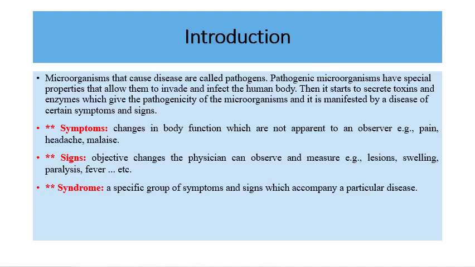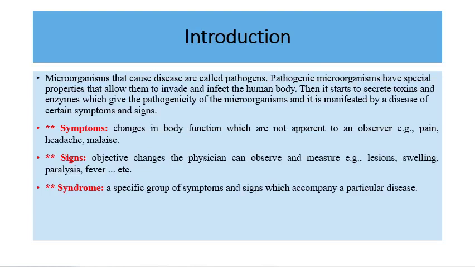ايه اللي بيدي الكاركتر بتاعت البكتيريا اللي بتديله القدره على ان هو يبقى ممرض او to cause a disease to the human beings. فالmicroorganisms that cause disease are called pathogens. Pathogenic microorganisms have special properties, زي ما قلت, that allow them to invade and infect the human body. But they have certain characters over other microorganisms that they can invade and infect the human body.